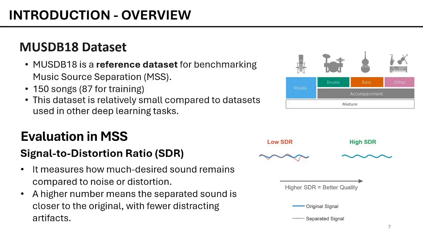Next, to evaluate how well music source separation models perform, researchers use the signal to distortion ratio metric, SDR. SDR measures how much of the desired signal remains after separation compared to unwanted noise or distortions. In the visualization I added here, if the predicted signal in the dashed line closely aligns with the original signal in the solid line, SDR is high, meaning good separation quality. If there is a large difference between predicted and original signal, SDR is low, indicating poor separation with more noise and artifacts.